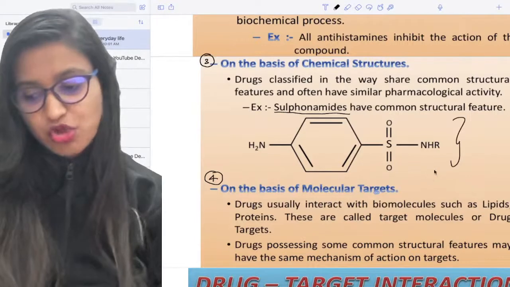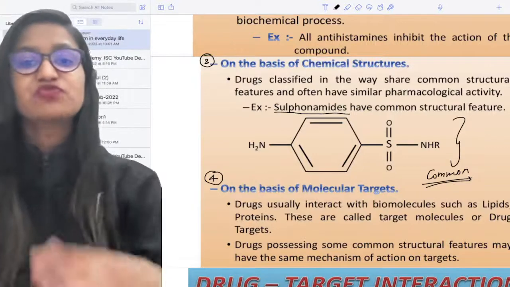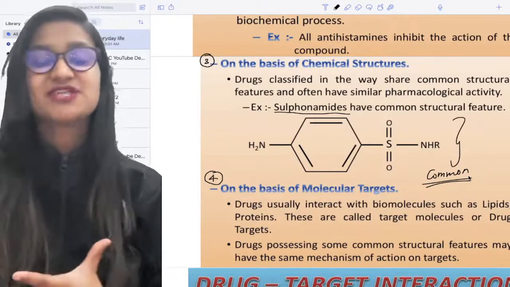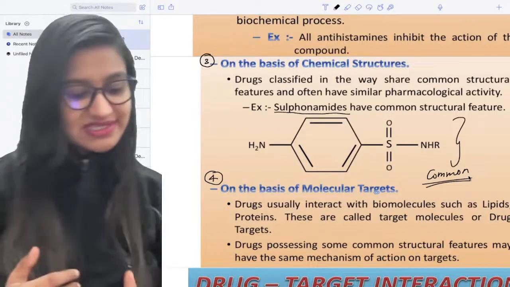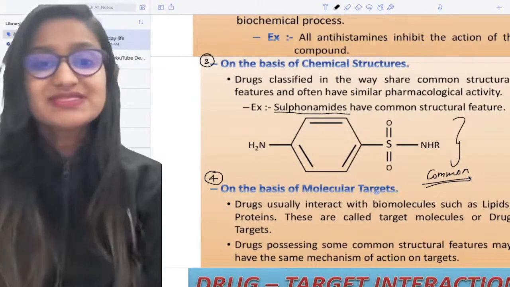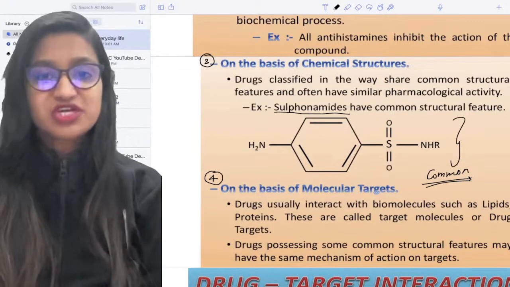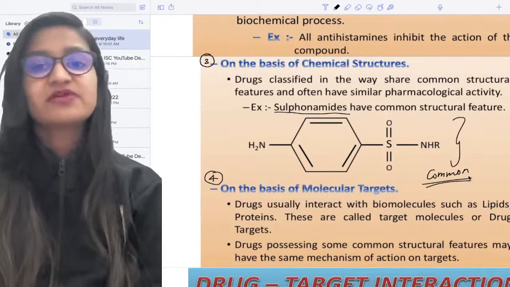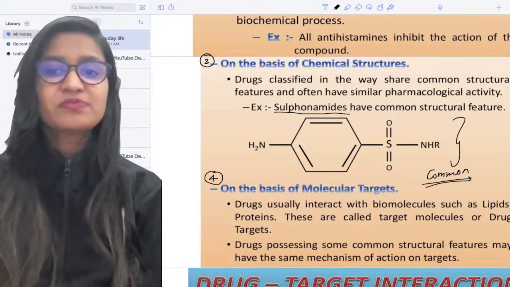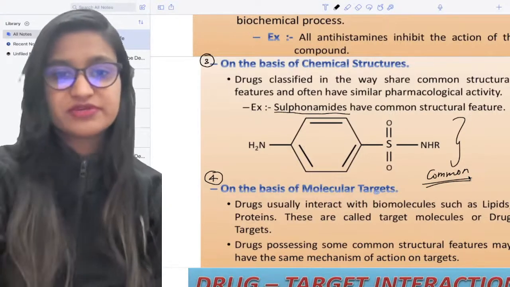This will be the common structure in all the medicines which contain the sulfonamide group. So you can say that their chemical structure is the same. The third classification comes on the basis of chemical structures. Drugs classified in this way share common structural features and often have similar pharmacological activity. For example, sulfonamides have a common structural feature, which is already drawn here, you can see.